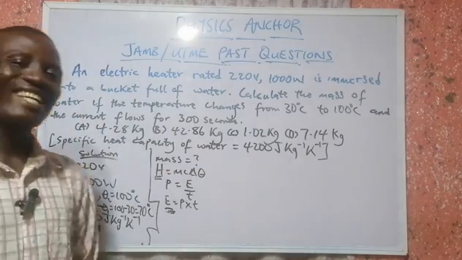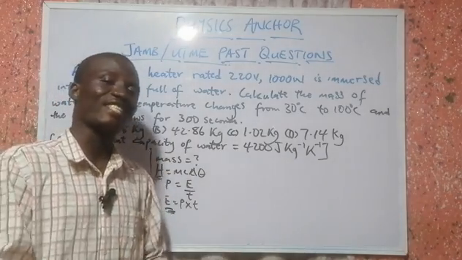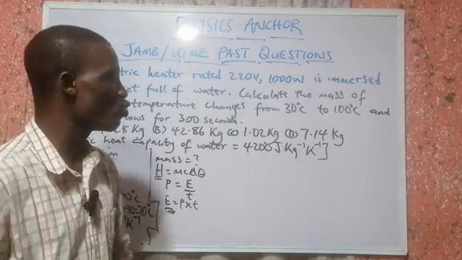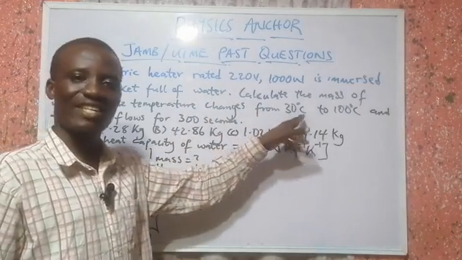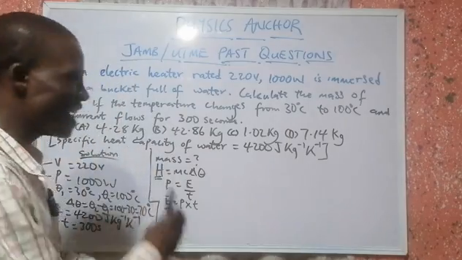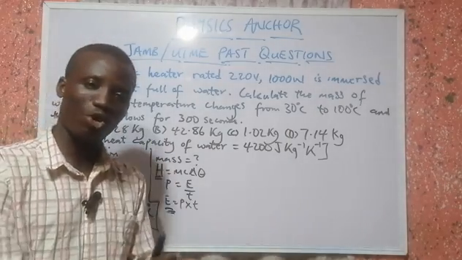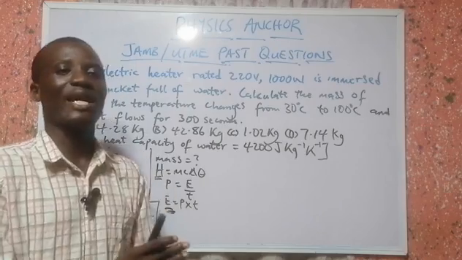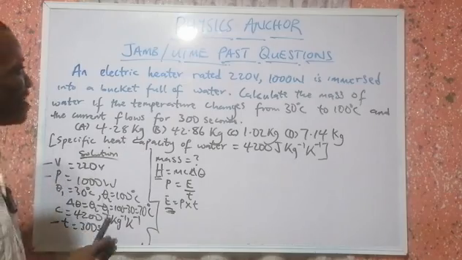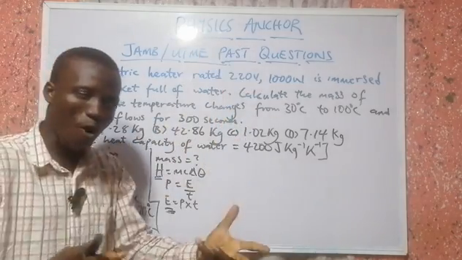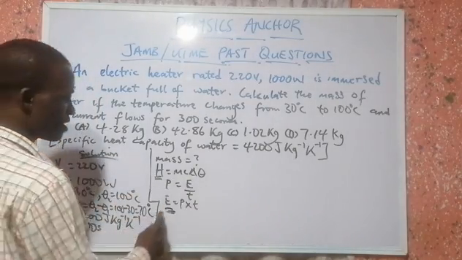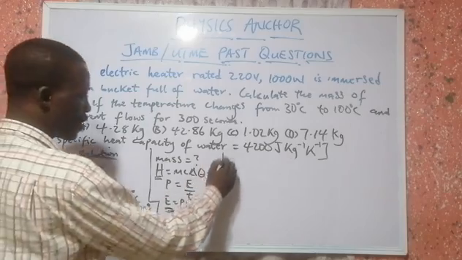So in other words, the electric energy from the heater has been converted to heat energy in raising the temperature of water from 30 degrees Celsius to 100 degrees Celsius. So energy has not been destroyed. We have not created new energy. We have just successfully converted energy from electric form to heat form. So we can say this energy is equal to this energy, and exactly that's what we are going to do.